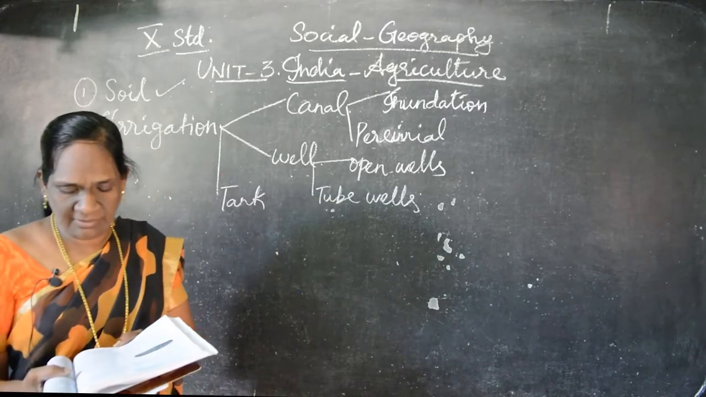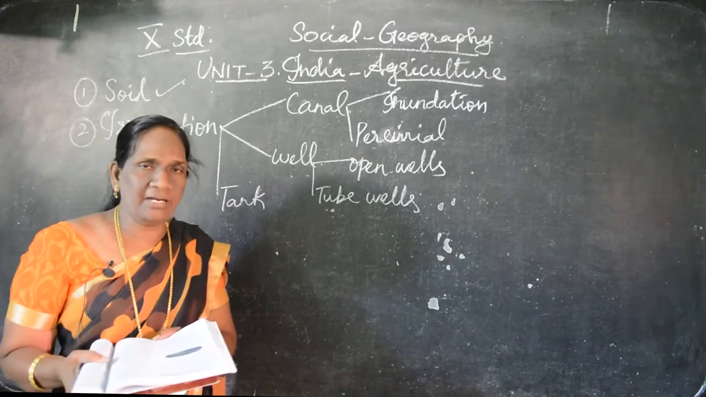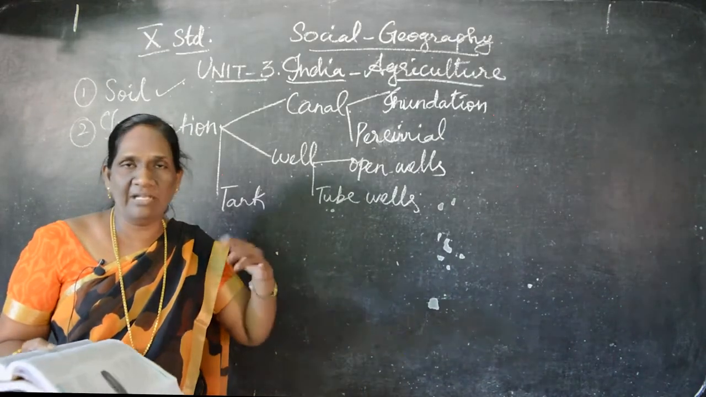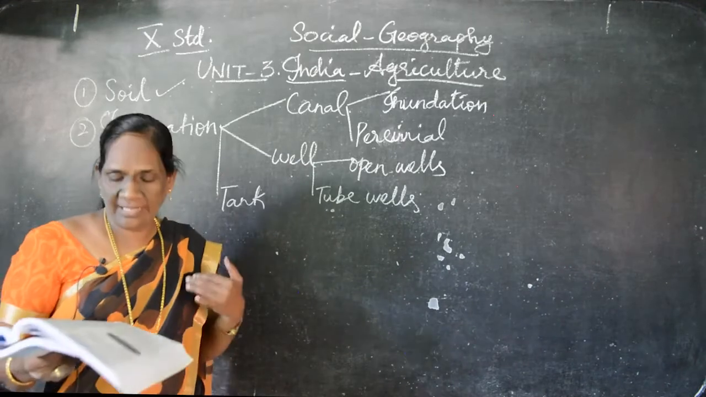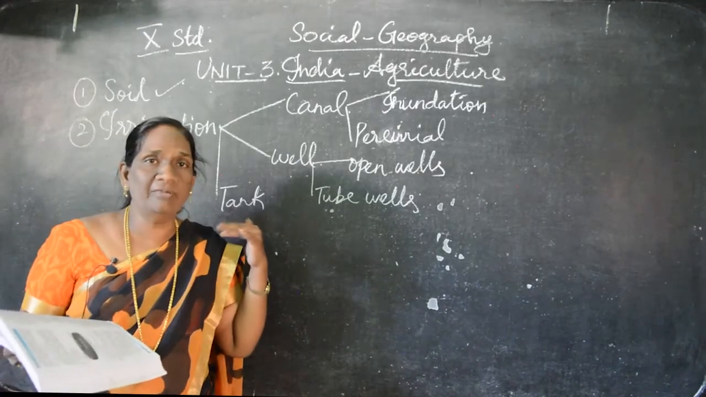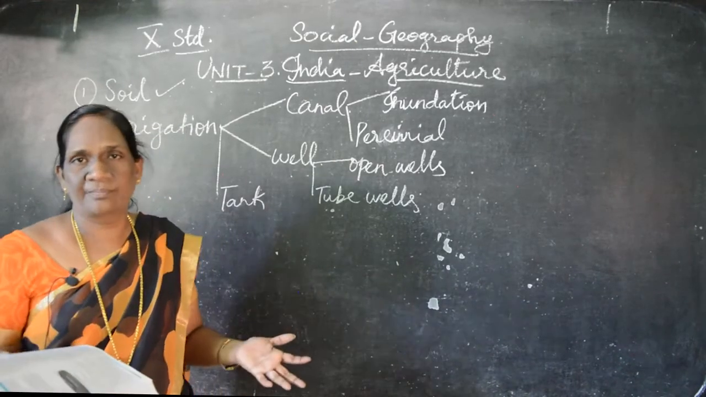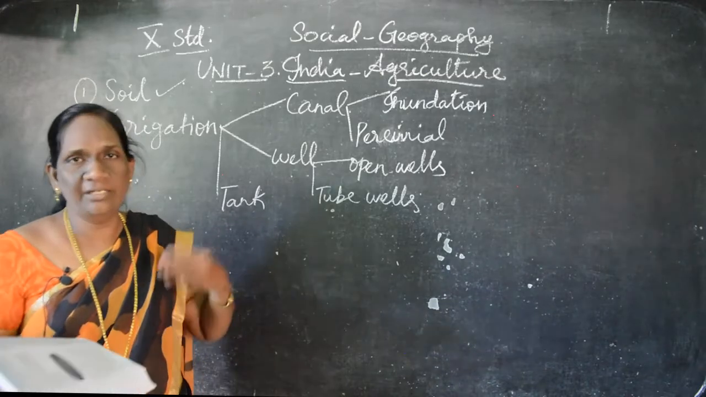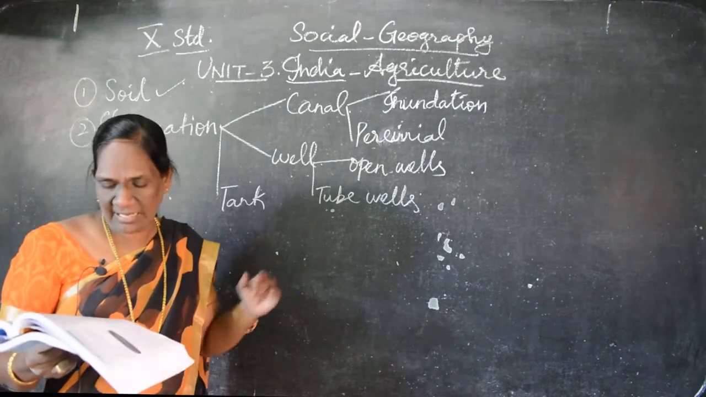Tank irrigation is used in places where canal irrigation cannot be done. We cannot do canal irrigation or well irrigation there, but we can do this tank irrigation. Understand? If we don't have any perennial rivers, where water is always available, we can do tank irrigation.